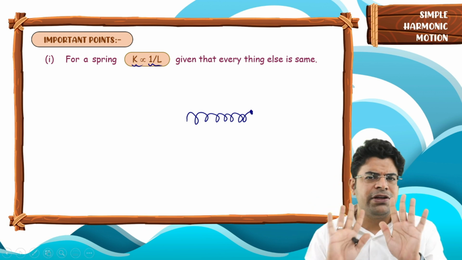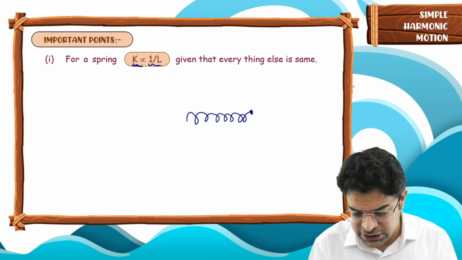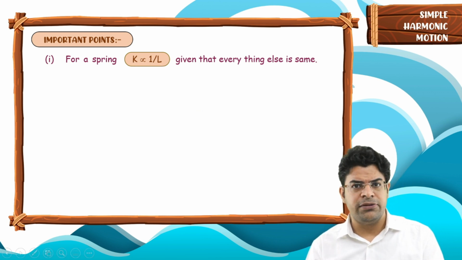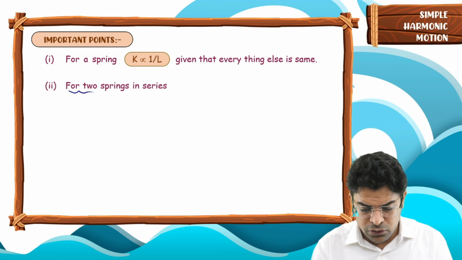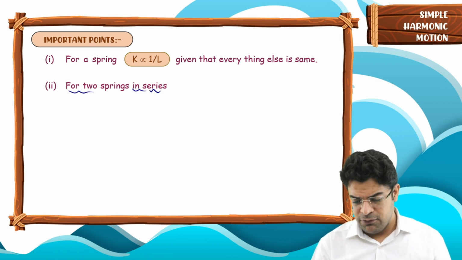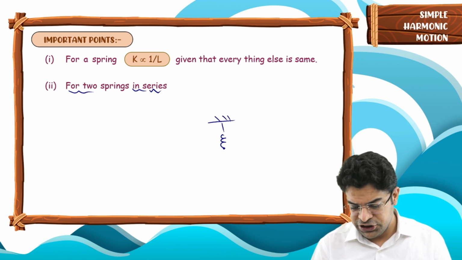If you keep everything else the same, then the spring constant is inversely proportional to length. Now for two springs in series, this will be beneficial. Let's say the first one has k1, the second one has k2.